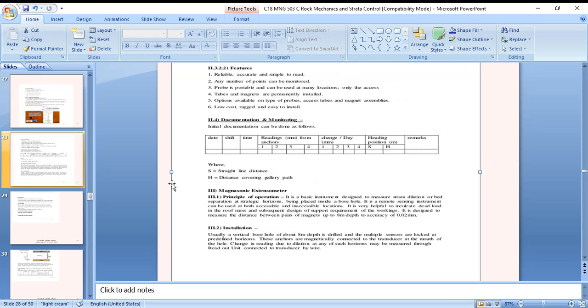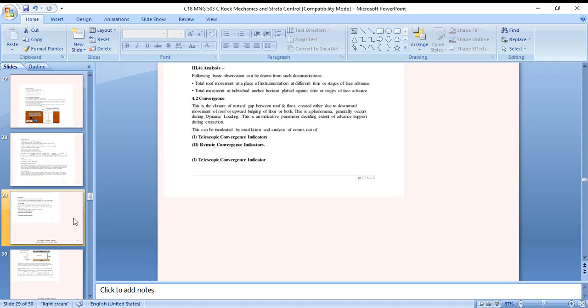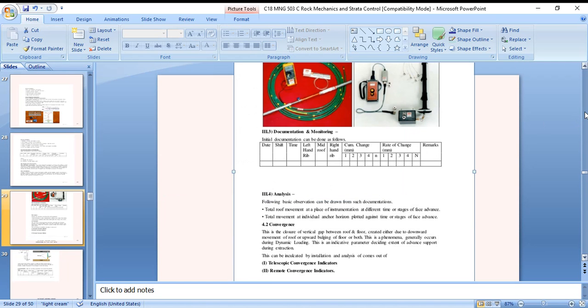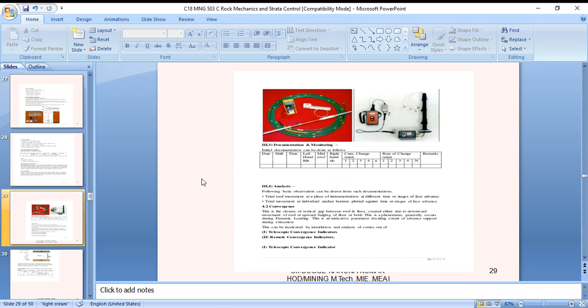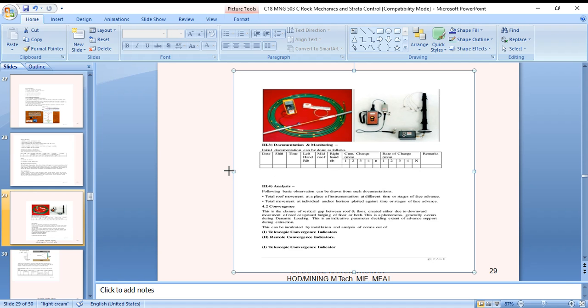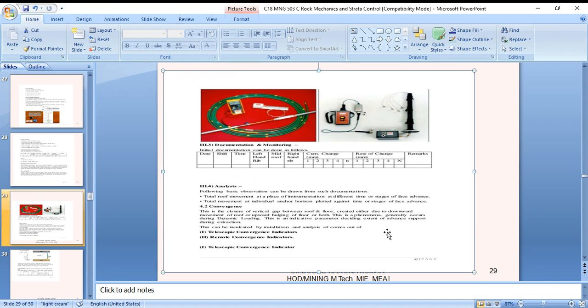Same features. How sonic extension meter installations, reliable any number of props, documentation and monitoring. So documentation of the monitoring, analysis of the table, time, left hand, right hand, middle roof.